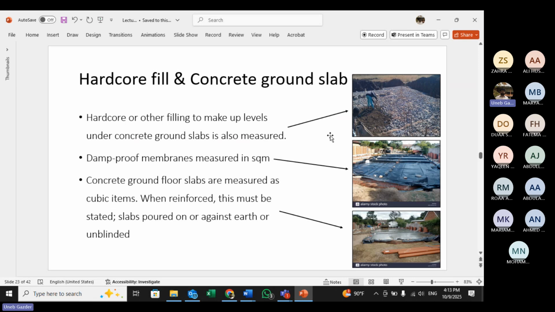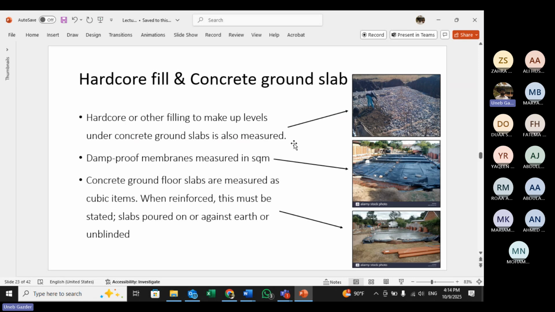Then we have the hardcore and the concrete ground slab. Hardcore is the filling which you do to get up to the required level under the ground floor slab. So you have the reduced level, then you fill it to get it up to the required level where you will put the slab. Hardcore means that it should be strong material.